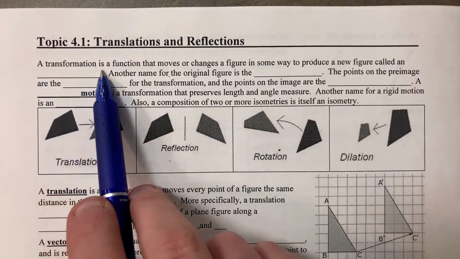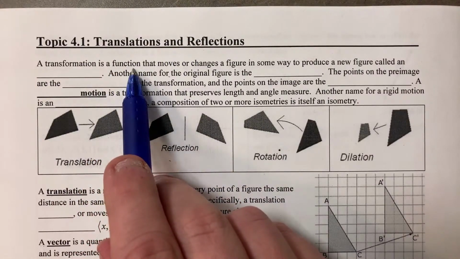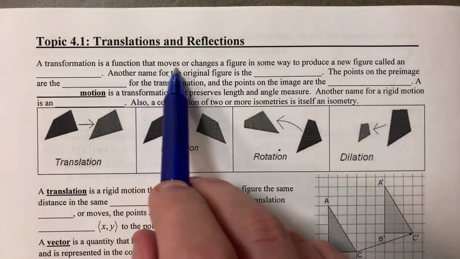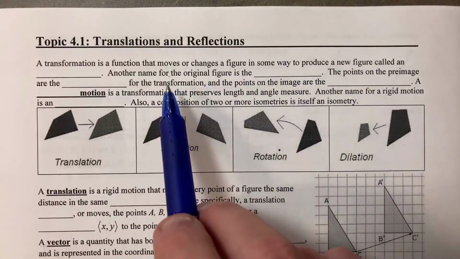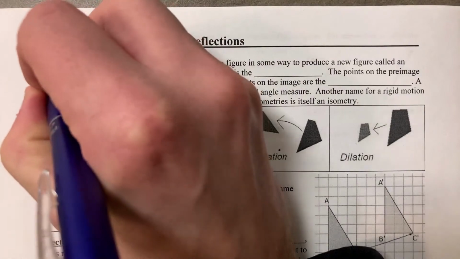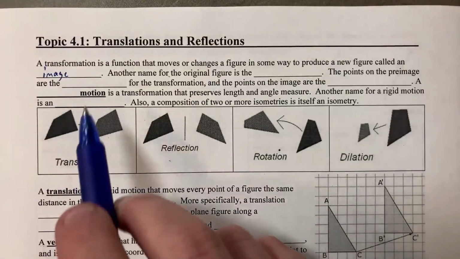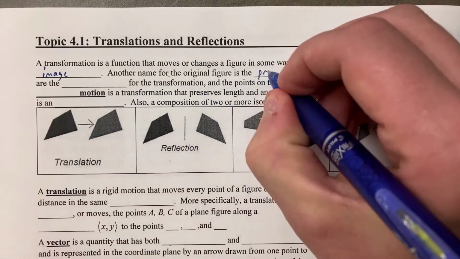A transformation is a function. A function is something that you put something in and it spits something out. So it's a function that moves or changes a figure in some way to produce a new figure called an image. The image is what is spit out of the function. Another name for the original figure is the pre-image. That's the original figure.